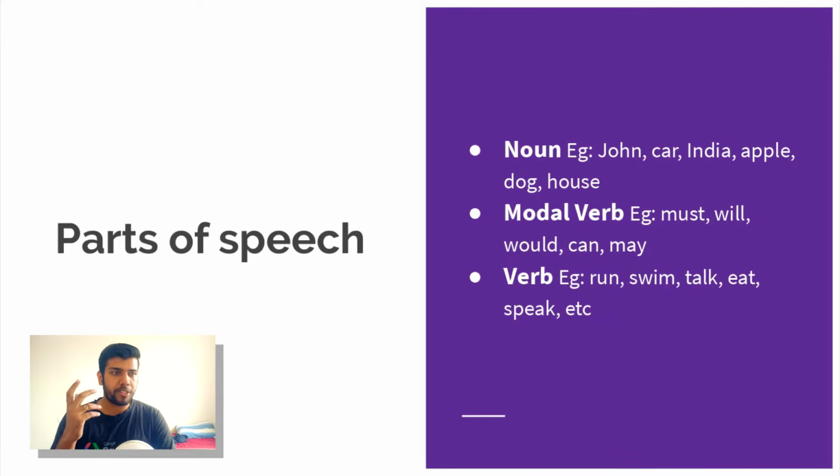There can be various parts of speech in a sentence, but for simplicity, we'll be trying to do with just three parts of speech. Basically noun, which can be a name like John, car, India, apple, dog, and house, just for example. Then we'll be looking for modal verbs, which will be must, will, can, may, would, right? Then we'll be looking for verbs. Verbs are basically actions like running, swimming, talk, eat, speak, etc. So we'll be looking for these three parts of speech in a sentence and try to guess what category each and every word has in the grammatical space.